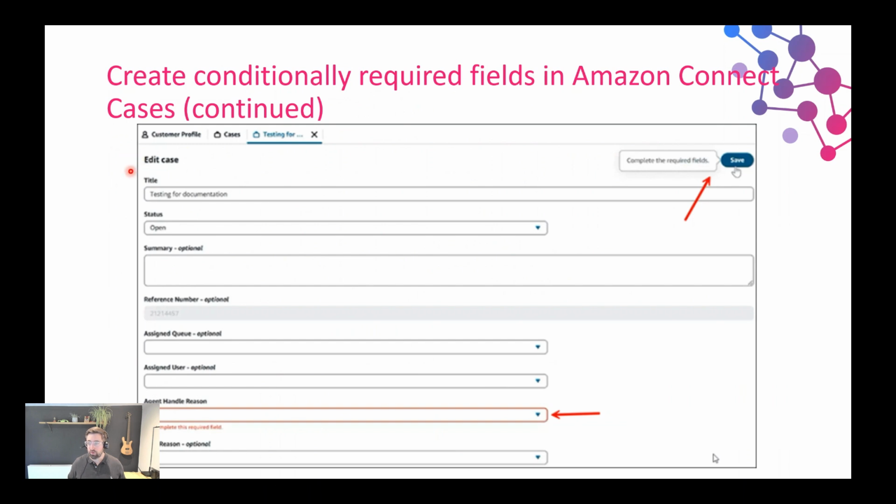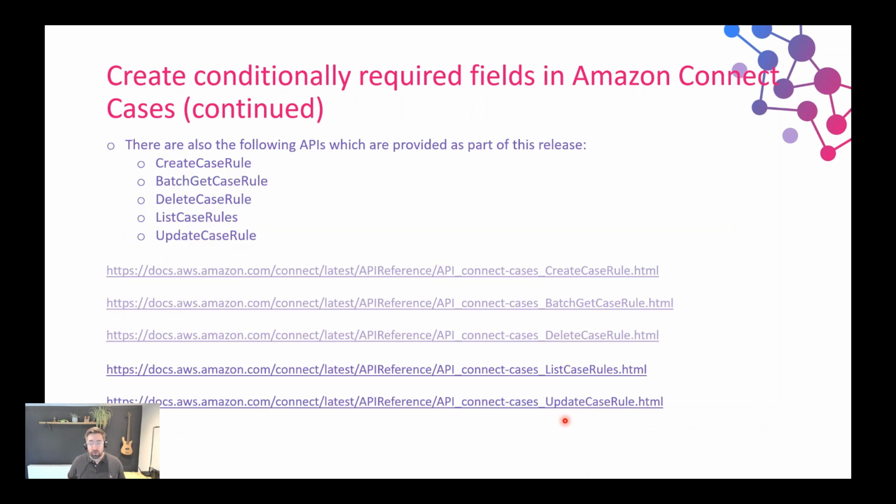Here's a screenshot of what it looks like for the agent. So we can see now that some of the fields that are conditionally required, they haven't completed the field. This is telling them they must do that. And then up at the top here, they're not allowed to save it until they've completed the conditionally required field.